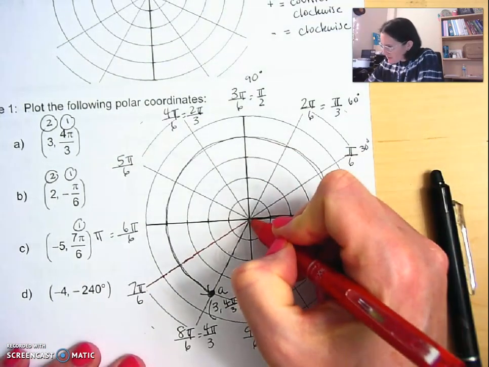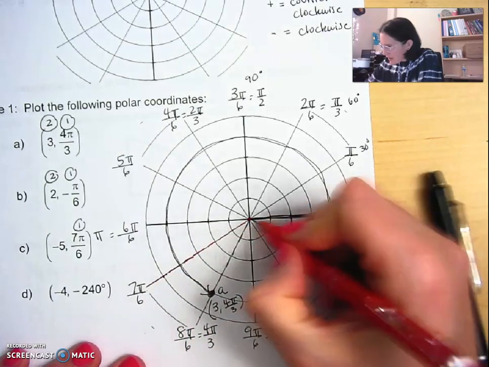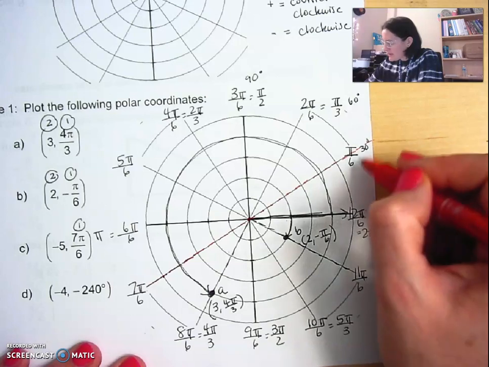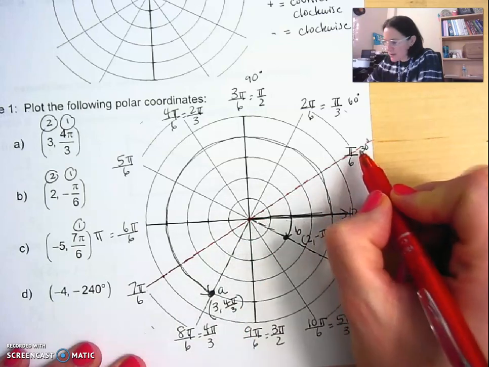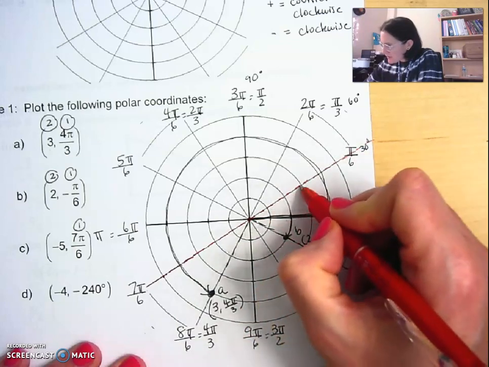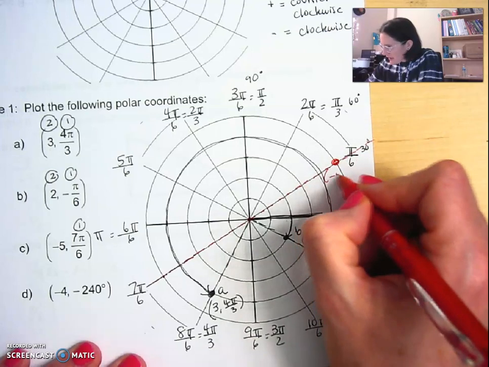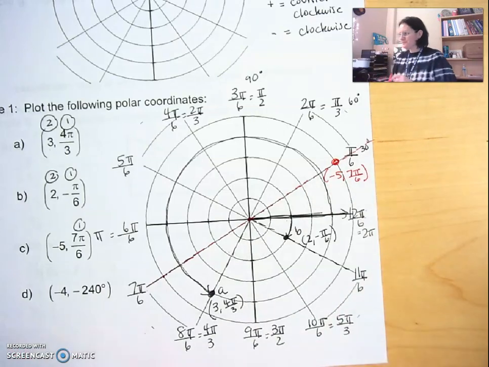So here is my pole. That angle line that is the same as 7 pi over 6 extends this way to positive pi over 6. So negative 5 is going to be 5 circles in that direction: 1, 2, 3, 4, 5. So right here is negative 5, 7 pi over 6.